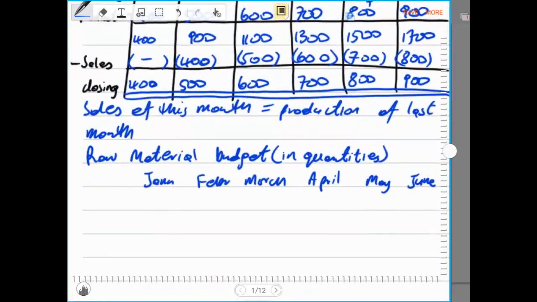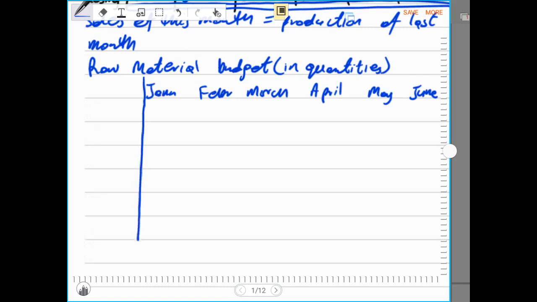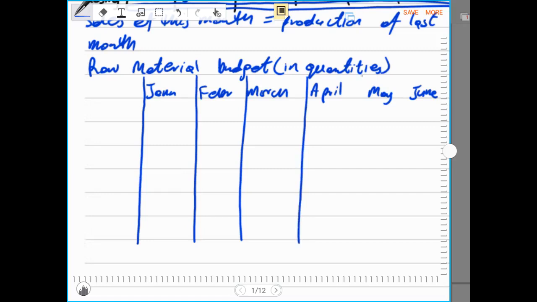So now there will be a 6-month budget, again a 6-month budget, with draw lines in between.